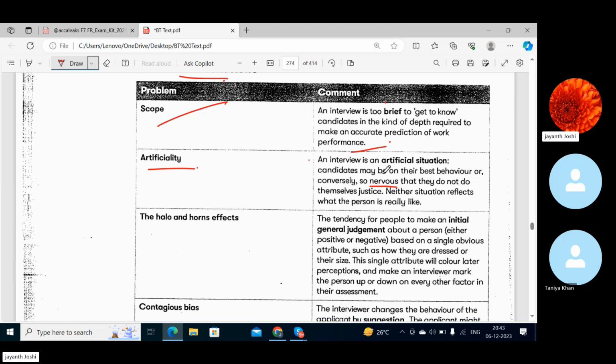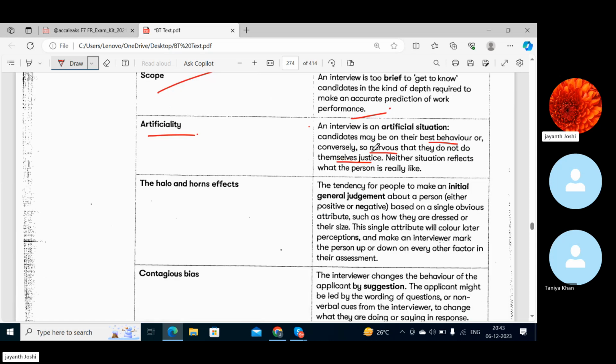So an interview is an artificial situation. Candidates may be on their best behavior, or conversely so nervous that they do not do themselves justice. Neither situation reflects what the person is really like. The halo and horns effects: the tendency for people to make an initial general judgment about a person based on a single obvious attribute, such as how they are dressed or their size. That's what.